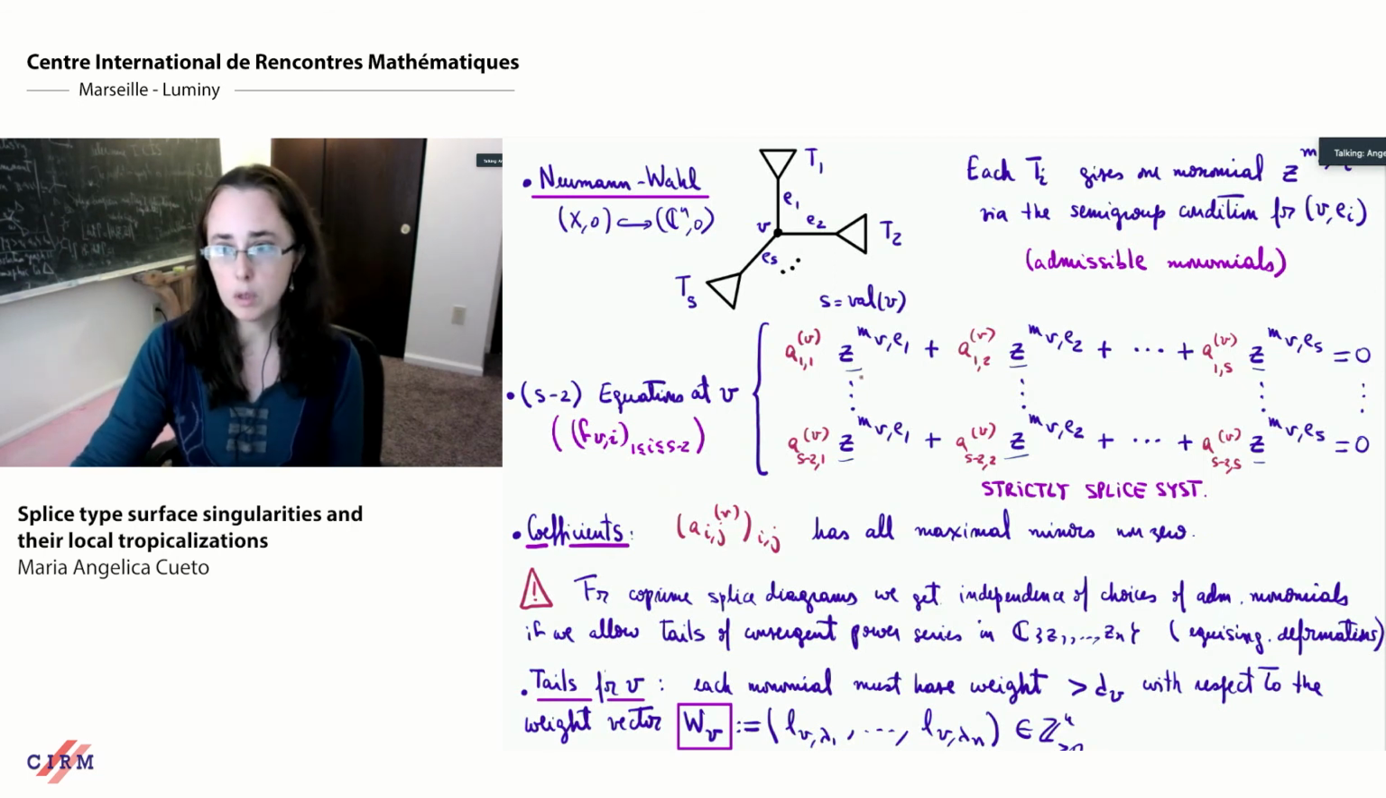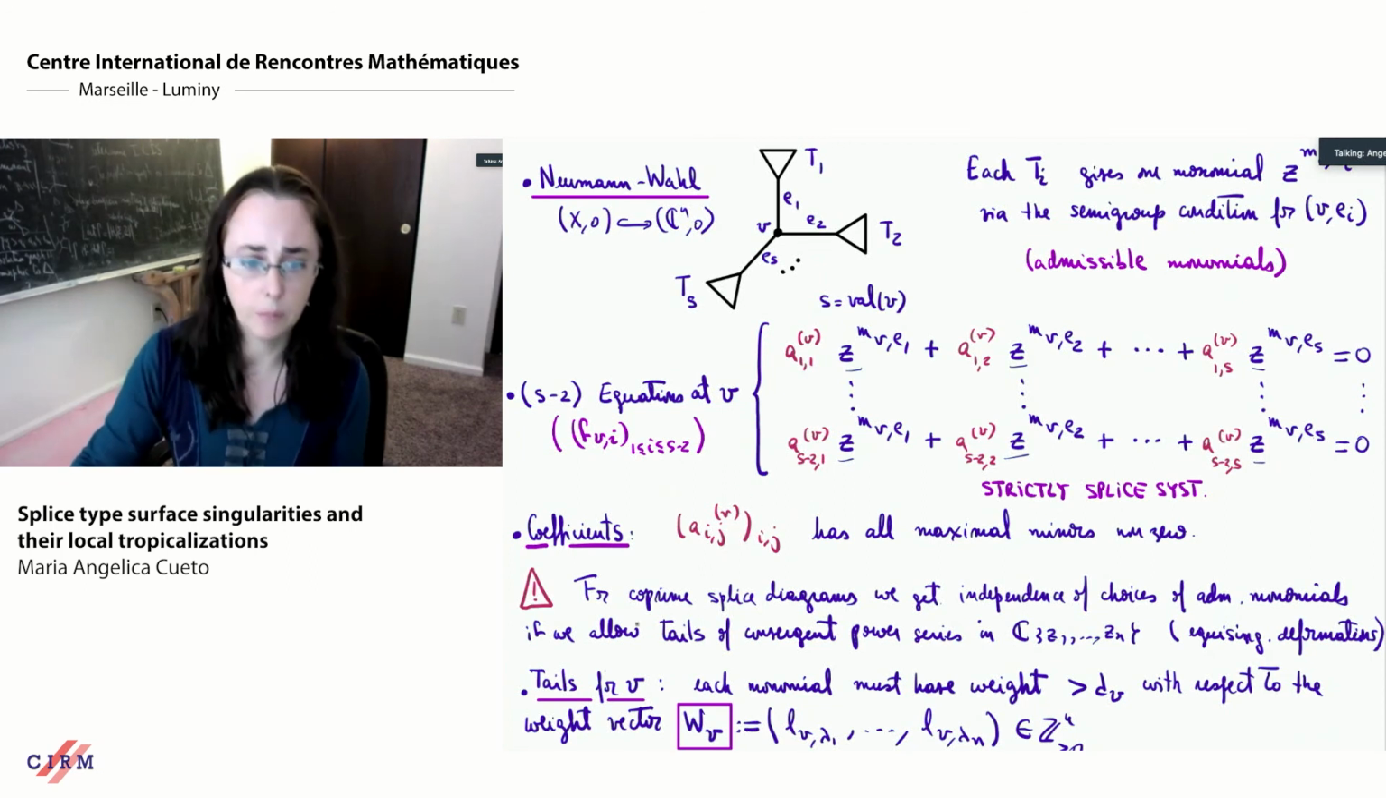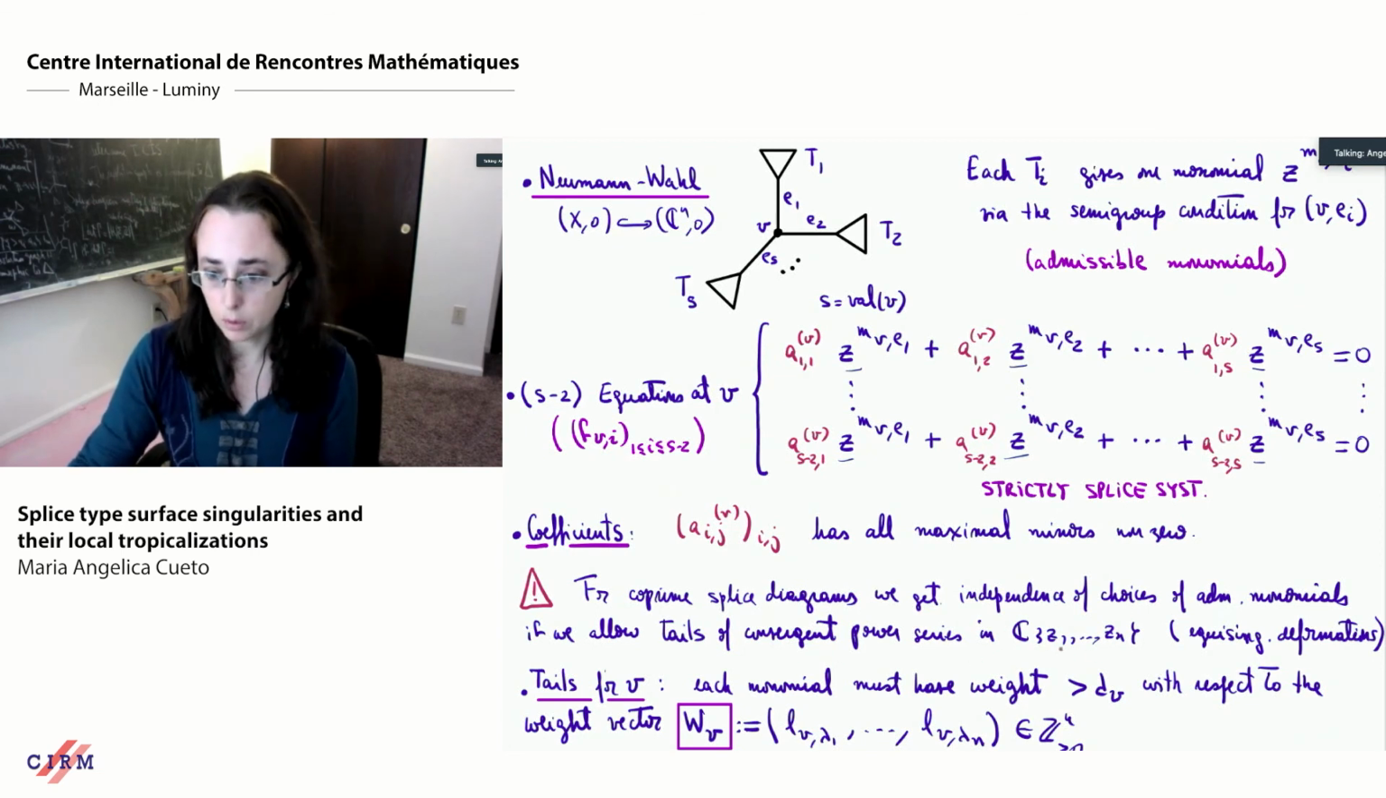And the question is, well, which one should I pick? And if I pick two different ones, do I get the same kind of topology? So that's kind of a delicate matter. In the case where your splice diagram was coprime, you can free yourself from independence of choices if you're willing to allow some higher order terms in your equations that are leading to convergent power series near the origin.